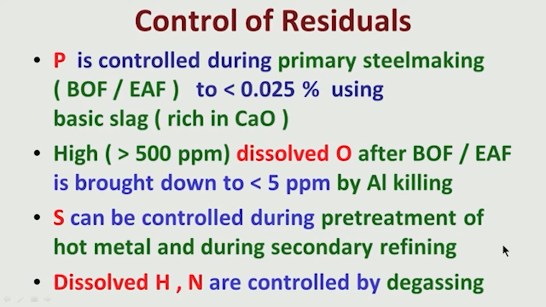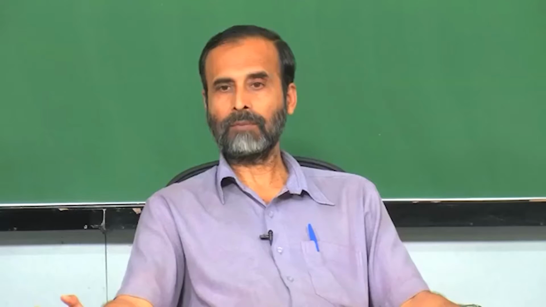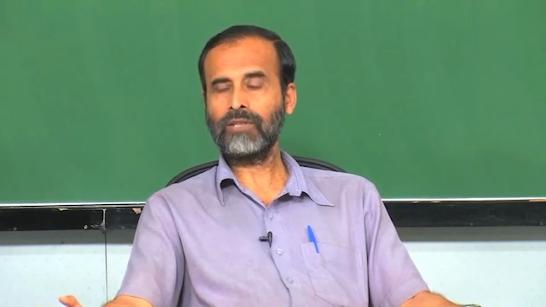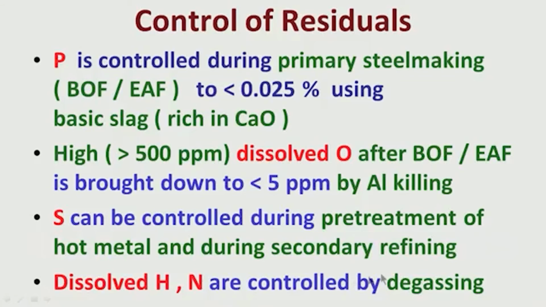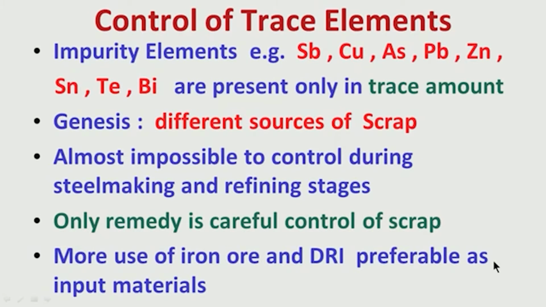Similarly, hydrogen, what is the source of hydrogen? Some of the raw materials are moist, and moisture basically means water. Water has hydrogen and oxygen, and when this moist material is used in steel making as raw material, some amount of hydrogen might get into the steel. So we have to be careful about not using moist raw materials. And as I have mentioned, this can be brought down to a great extent by the degassing stage at the secondary refining.